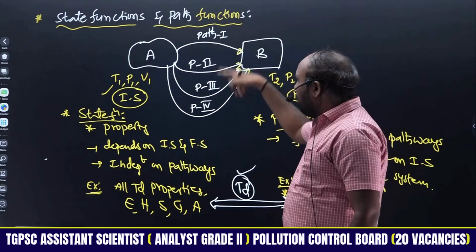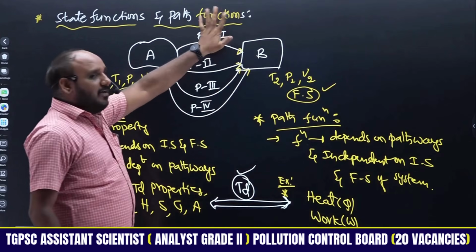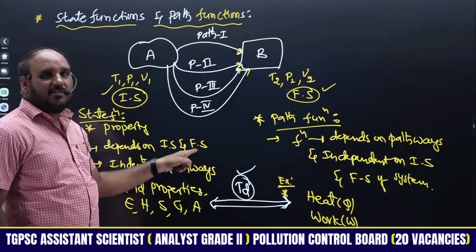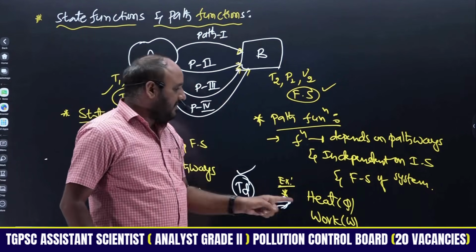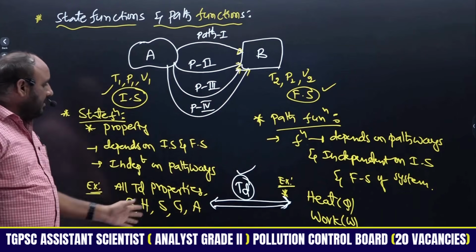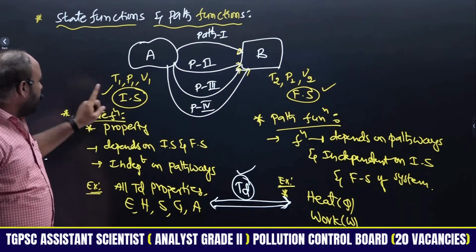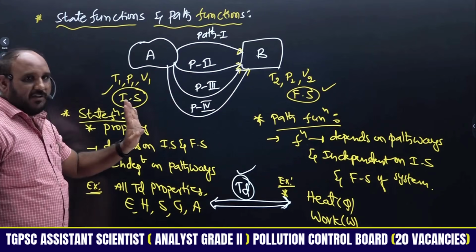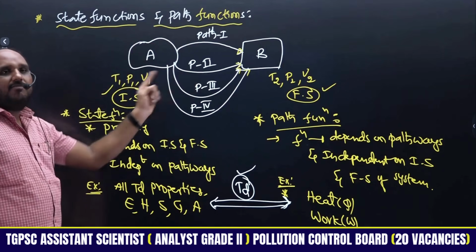So these properties depend only on pathways, and also work. For example, in pathway 1 some work done will be there. That work done may not be equal to that of other pathways. Hence these 2 depend on pathways only. You have to remember heat and work are the path functions. All the remaining thermodynamic properties are state functions. Just remember that state functions depend on initial and final states and are independent of pathways. Path functions depend on pathways and are independent of initial and final states.